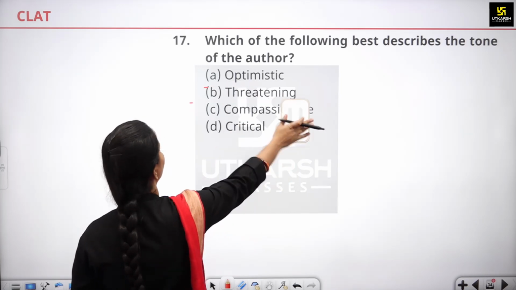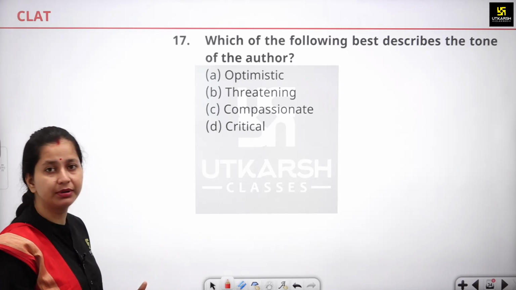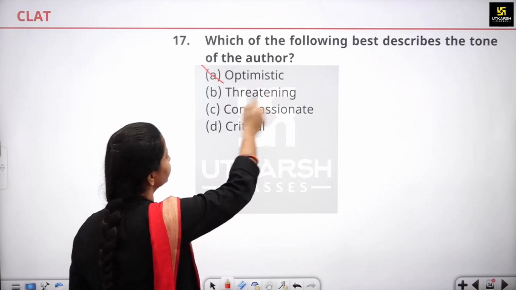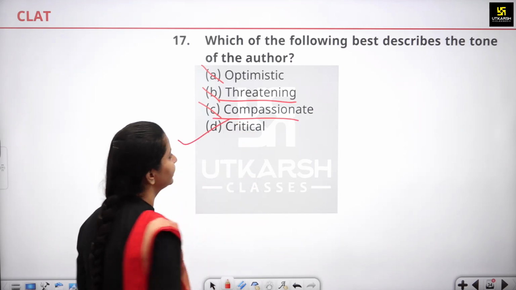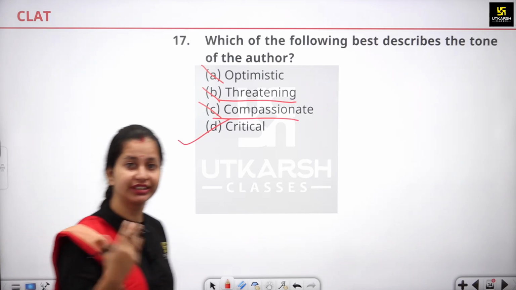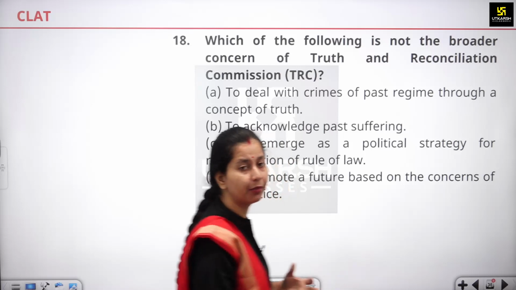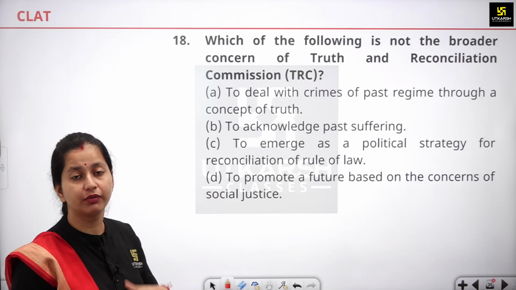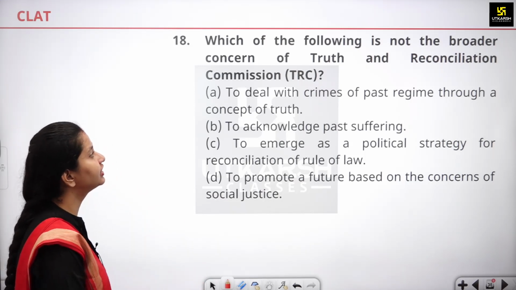So here the tone of the author was not optimistic, it was not full of life, it was not full of joy or anything positive. It was not threatening. Compassionate was also not the correct answer. The correct answer was option D, critical. The author was critical about the TRC. The author criticized the TRC for not upholding the basis on which the TRC was established.